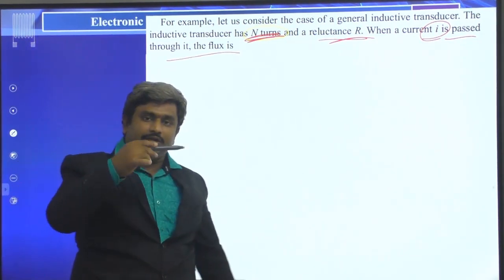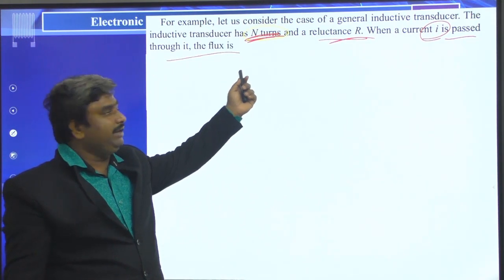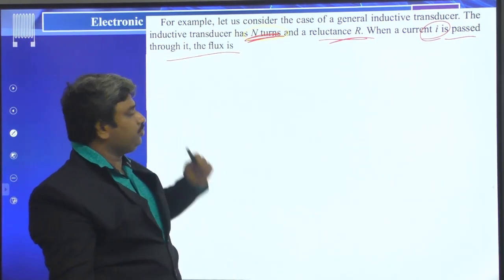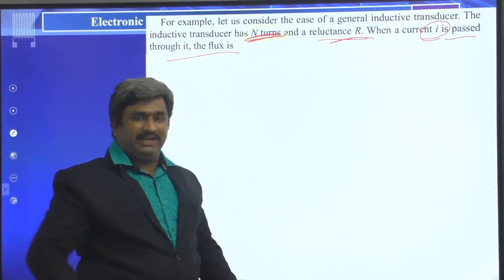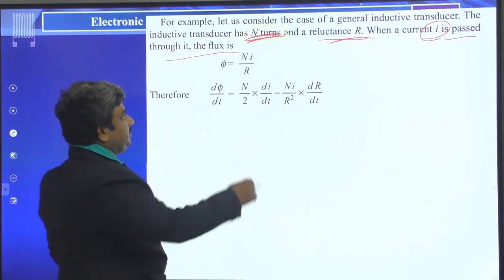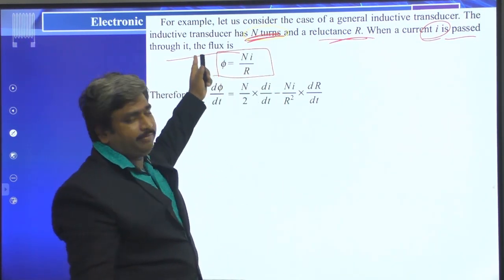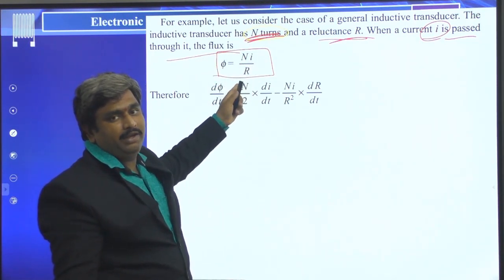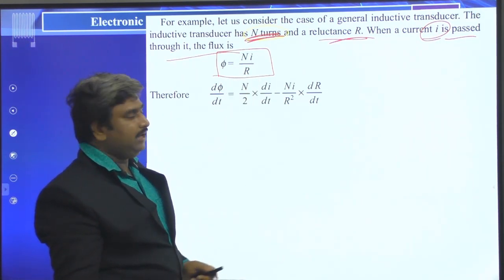So, in an inductor coil, the number of turns is capital N, the reluctance is R, and a current I is passed through that coil. Then the flux is defined as Phi equal to Ni by R, where N is the number of turns, I is the current, and R is the reluctance.